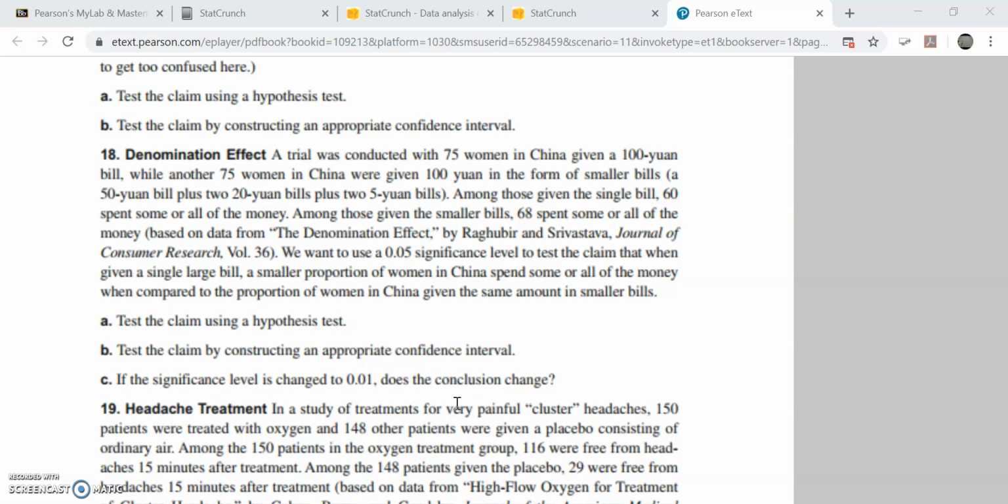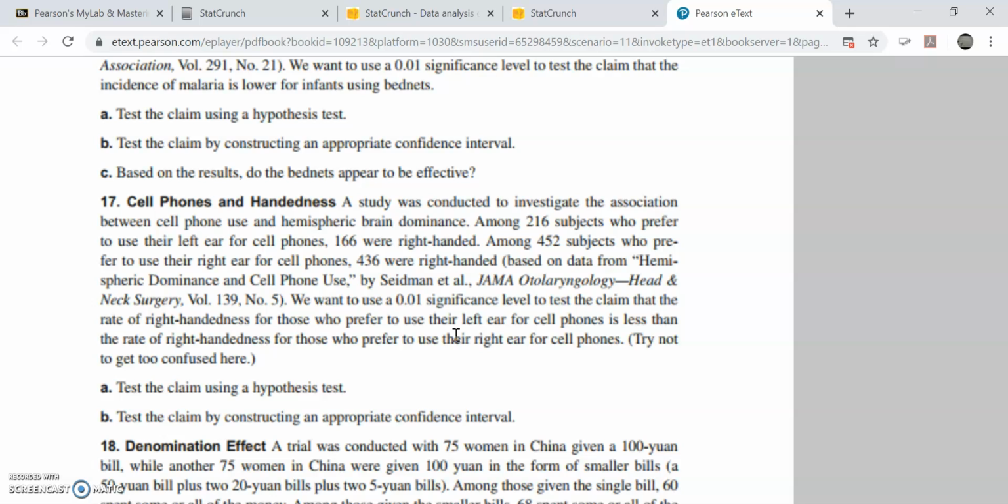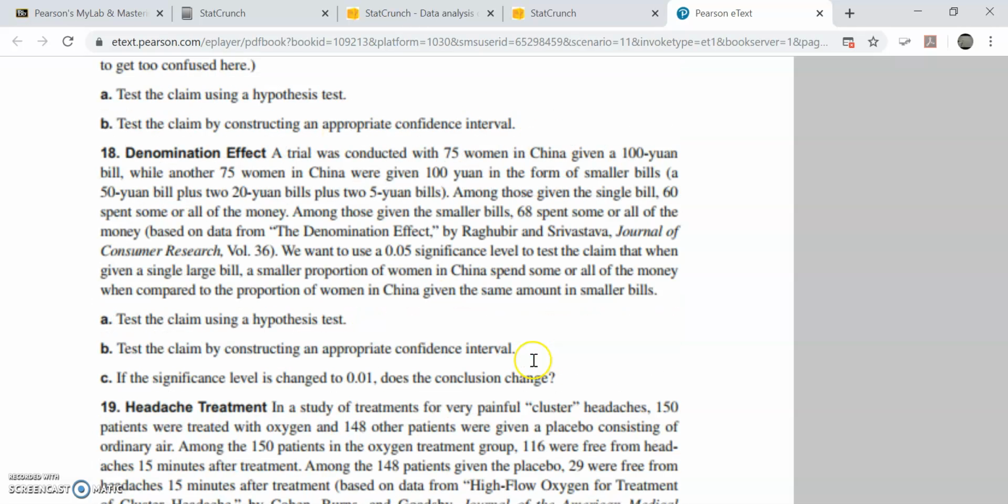So in other words, if we call the women who were given the 100 yen bill P1, we want to test that P1 is less than P2. So we are going to use StatCrunch to do this.